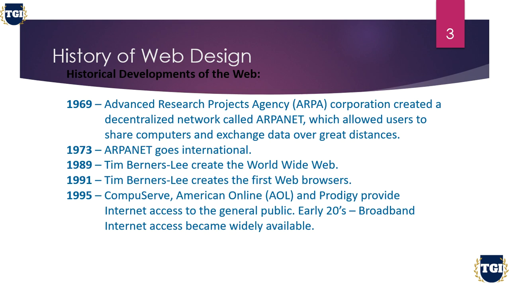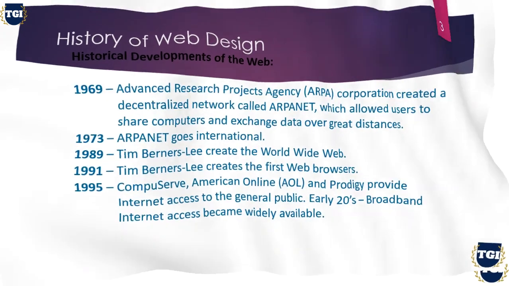In 1995, CompuServe, an American online service provider, provided internet access to the general public. In the early 2000s, broadband internet access became widely available to everyone. That's when people actually got internet access and started using it. So you see that the internet has not been in existence for long, a gap of about 30 years.